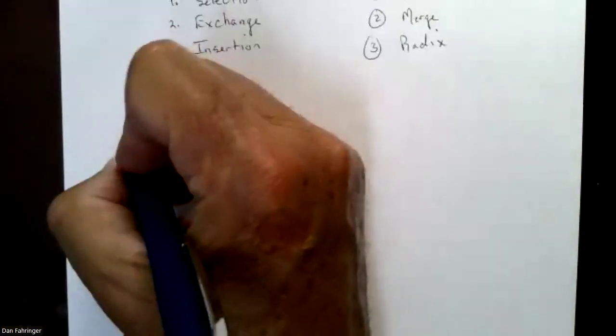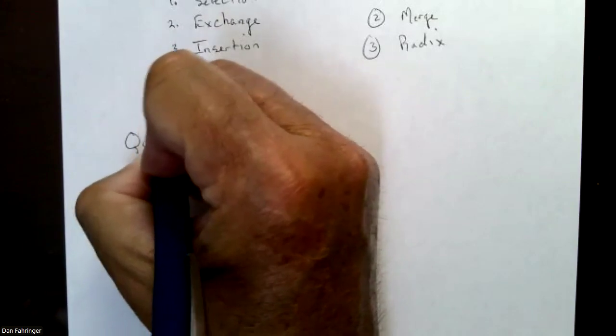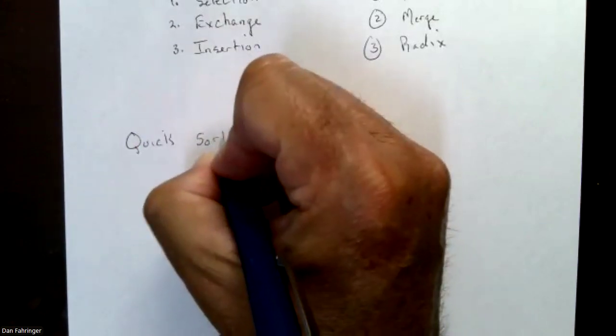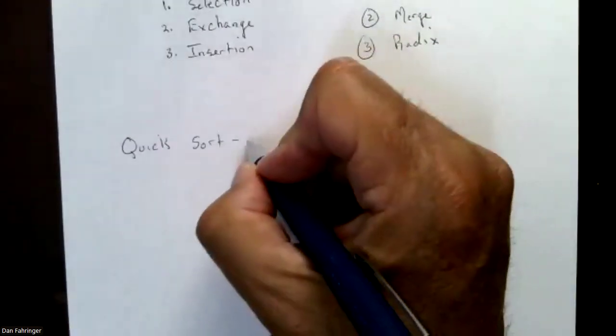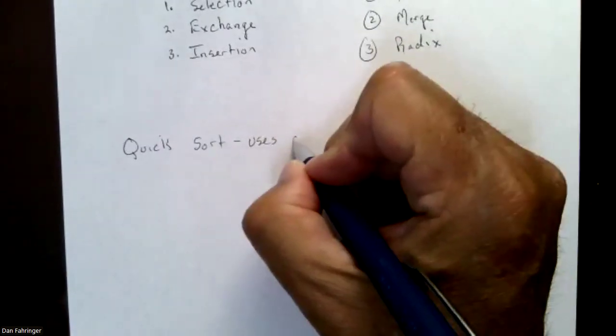Okay, quick sort. Now, one thing you have to remember about the quick sort is that it uses a pivot.